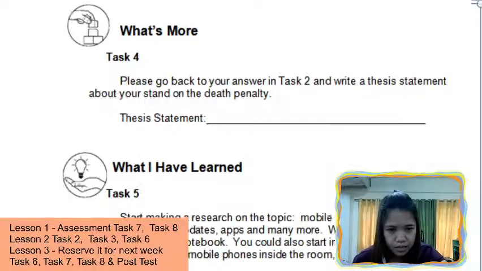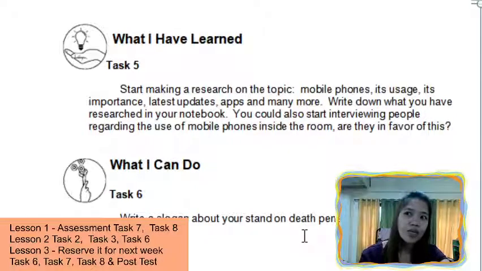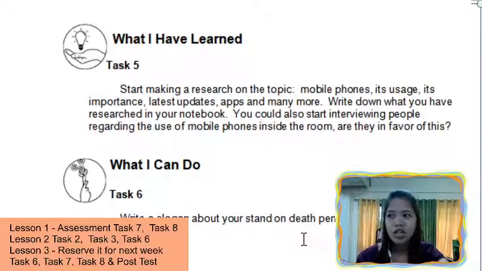Task 6. Write a slogan about your stand on death penalty. Write this on a short bond paper. I appreciate those who have already posted their slogan in our group thread. In there, you can use a bond paper and a ball pen or any writing material, or you can also edit a picture, just edit a text, lay it out on a picture, and you are good to go. Just post it in our group thread.